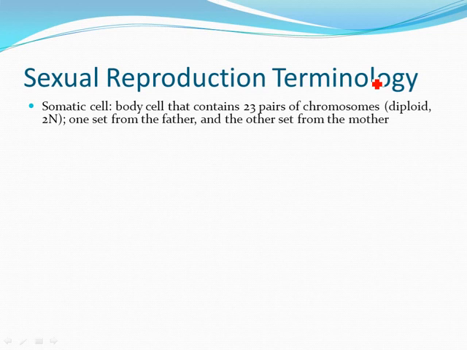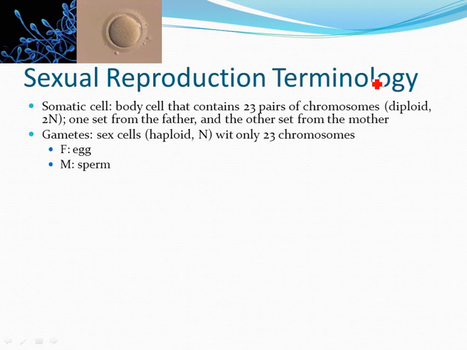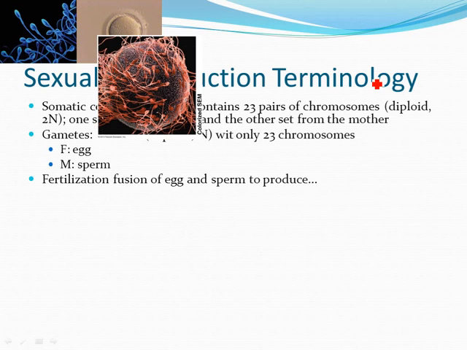You always get one set from your father's side and the other set from your mother's side. So that's where we get the pairs part, right? 23 from our father's side, 23 from our mother's side. Gametes, on the other hand, these are our sex cells, and these only contain 23 chromosomes in humans, and they're known as haploid, right? So just a single N. Females have eggs. Males have sperm.